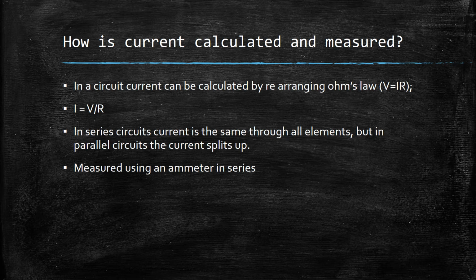Current is simply calculated by rearranging Ohm's law and measured using an ammeter in series. In series circuits, the current will be the same, but in parallel circuits, the current splits up through the branches.